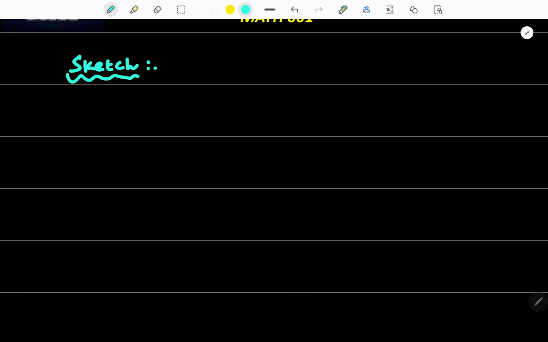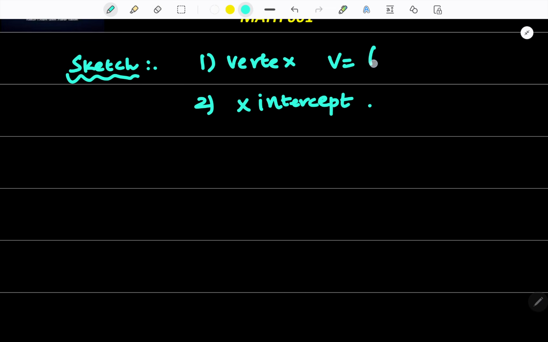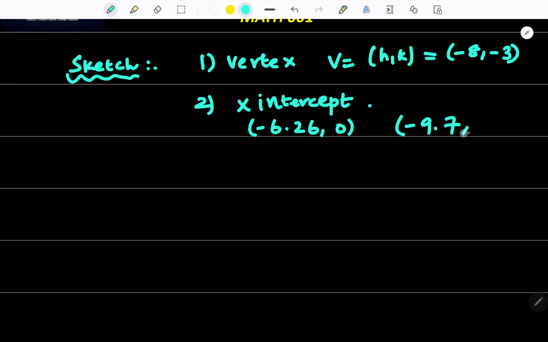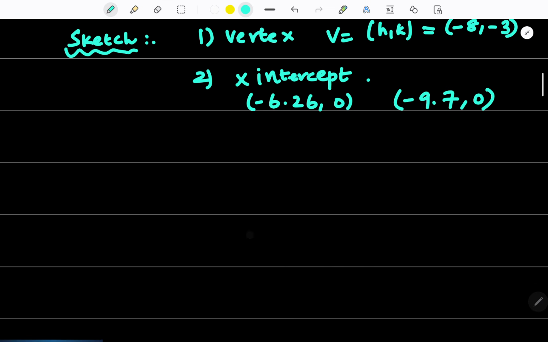For the sketch, two things are important: one is the vertex and the next is the x-intercept. What do you mean by vertex? V is equal to h comma k, which is minus 8 comma minus 3. What is the x-intercept? Minus 6.26 comma 0 and minus 9.7 comma 0. Now look at the value of a. A is equal to 1, A is more than 0.